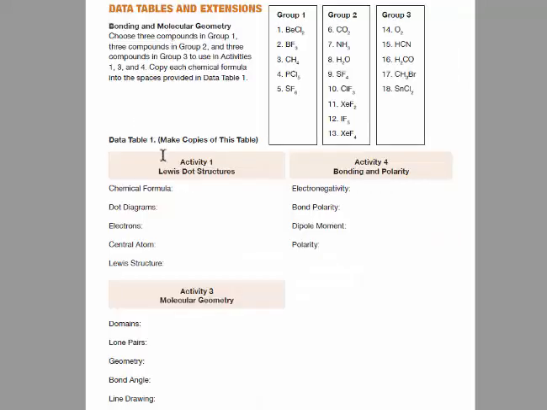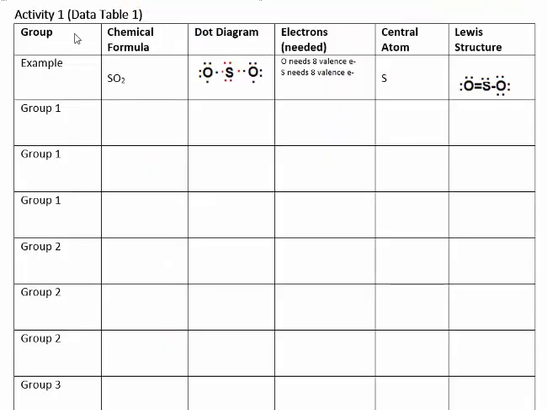So data table 1 has 3 different sections according to the activity. So activity 1, 3, and 4 will all use the same molecules. You are to choose 3 compounds in group 1, 3 compounds in group 2, and 3 compounds in group 3. These are the compounds you'll use for activity 1, 3, and 4. So they ask you to make copies of this data table for activity 1: chemical formula, dot diagram, electrons, central atom, and Lewis dot structure. And I've actually made a table for you. You can access this table in Canvas either as a Word document or a PDF.